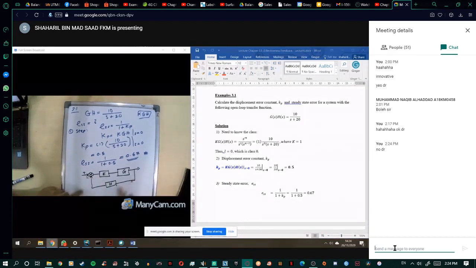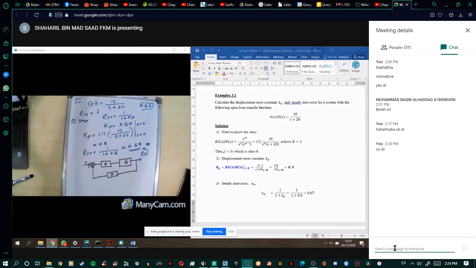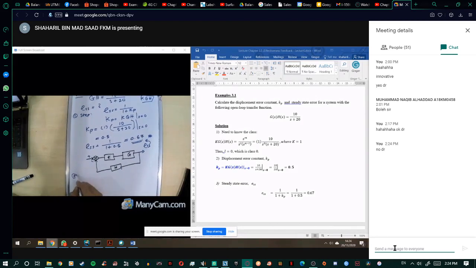This one is your system, K, G, and H, the closed loop system. So now when you apply step, you can get your steady state error ESS equal to 0.67. Now let's look at when we apply the ramp input. We know the steady state error for ramp input is 1/Kv, where Kv is equal to S times KGH at S equal to 0.